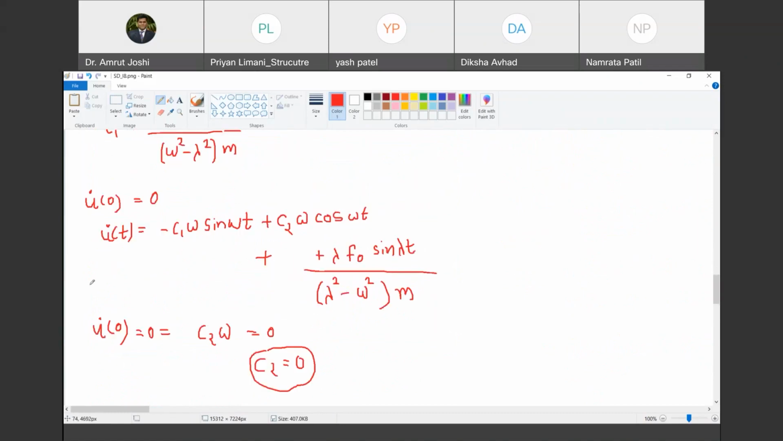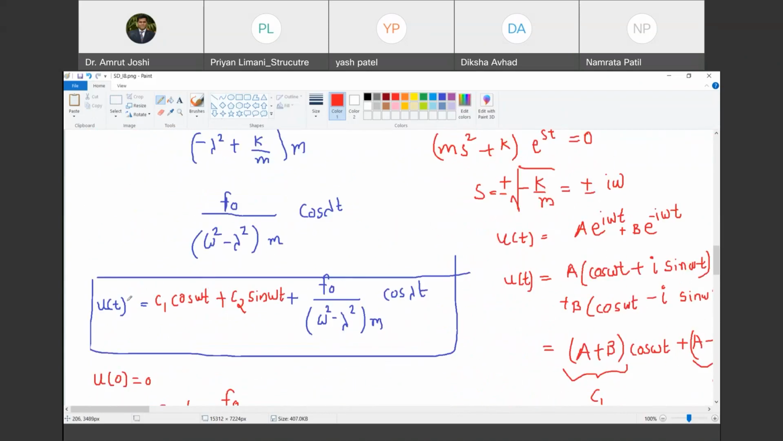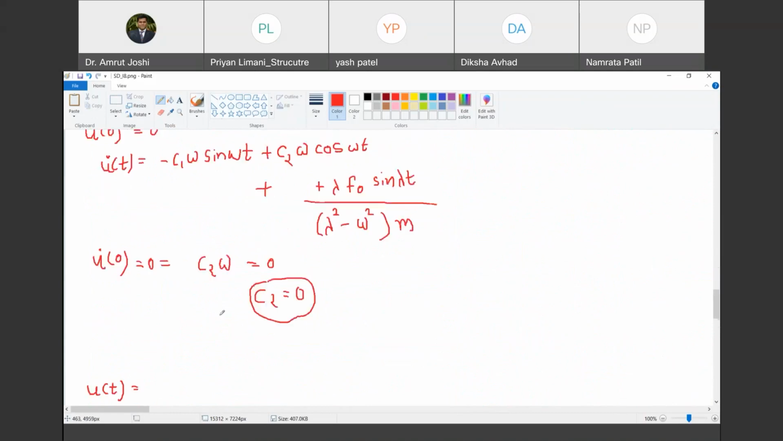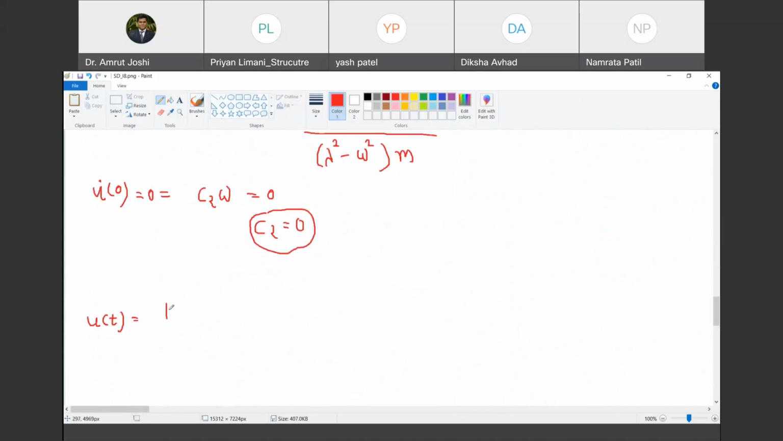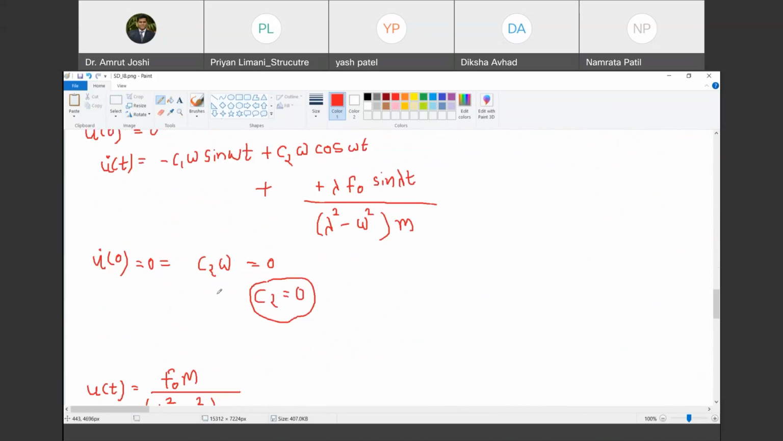Are you with me? Now let us substitute these values of C1 and C2 in the solution U of t. So what is U of t? Then U of t is equal to C1. What is the value of C1? This one. Here also I want to have this term as positive. So what should I do? F0, and in the denominator I will write it as lambda square minus omega square. So it is F0 upon m into lambda square minus omega square, into, no, what did we do?